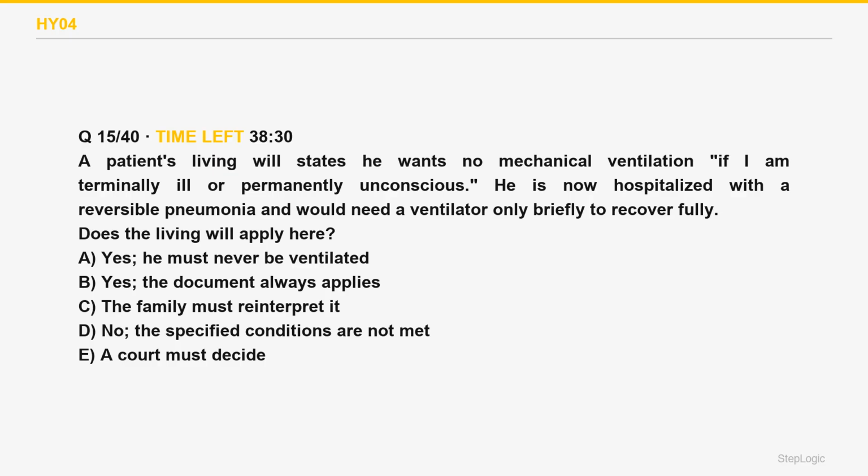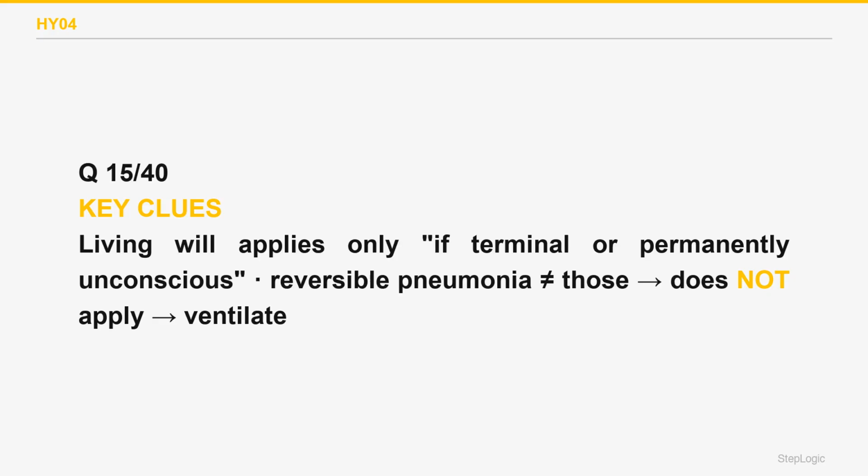Read the command: whether the living will triggers. Read its conditions. Reversible pneumonia is neither terminal nor permanent unconsciousness. A living will applies only under the specific conditions it names, here being terminally ill or permanently unconscious. A reversible pneumonia is neither, so the document does not trigger and the patient should receive the short course of ventilation needed to recover.